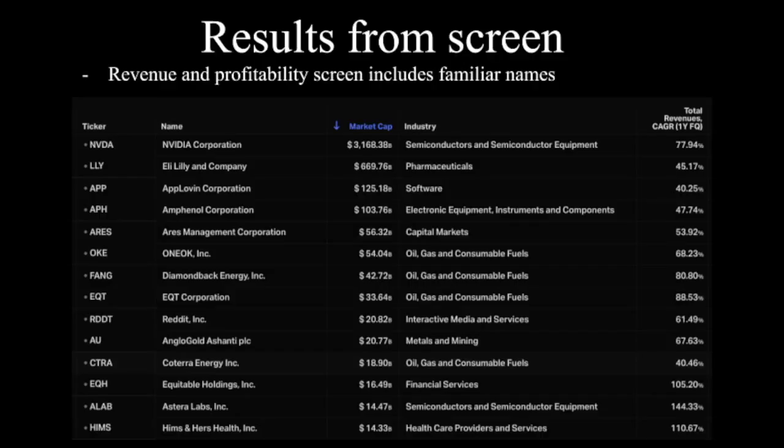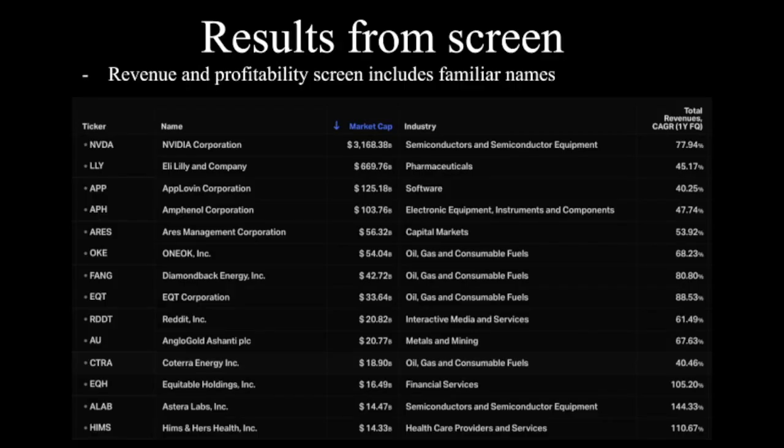Here's some actual results from the revenue and profitability screen, and this shows about 15 names sorted by market cap. At the top we have NVIDIA, and NVIDIA is the only mega cap stock that's growing revenue above 40% and profitable right now. Also, 4 of my holdings are on this list, so we have AppLovin at number 3, Reddit, which is further down the list, and then Astera Labs and Hims & Hers Health are also on this list.